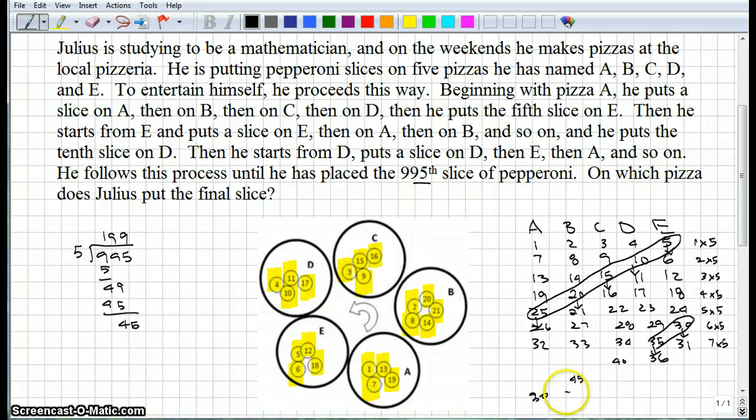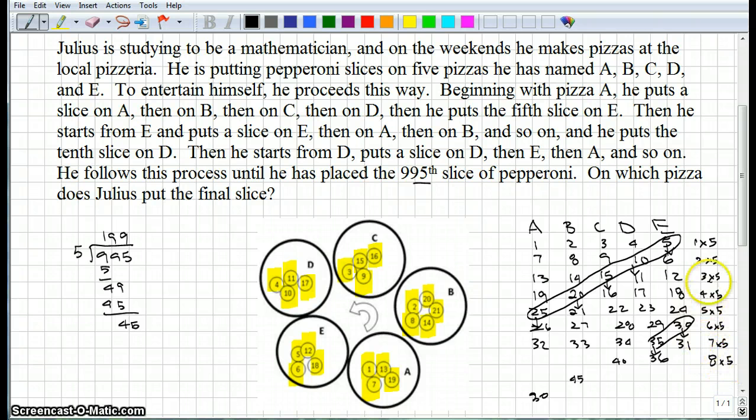We need to figure out what column we're going to be in. So we figured out what row we're going to be in, and now we need to figure out what column we're going to be in. So you can see that the E row contains the 1 times 5 and the 6 times 5. The D row contains the 2 times 5 and the 7 times 5. C contains 15 and 40, which is 3 times 5, and this is 8 times 5.